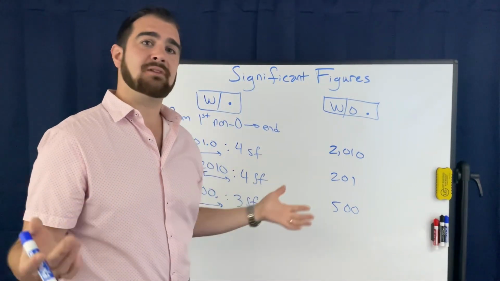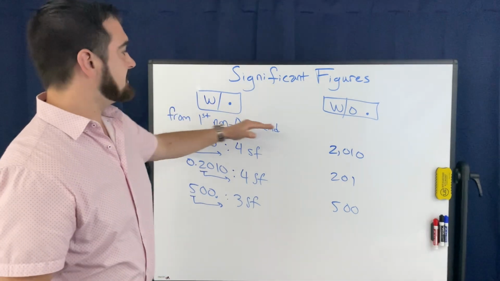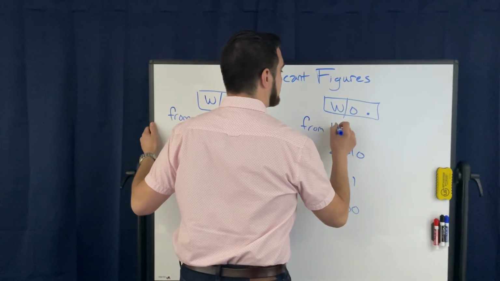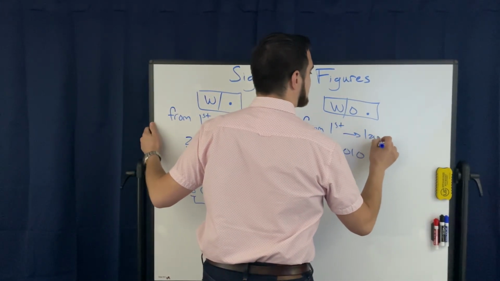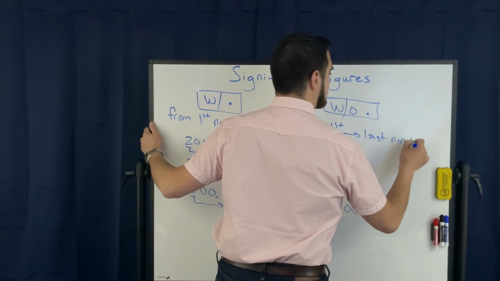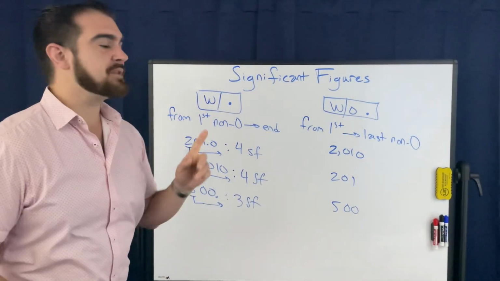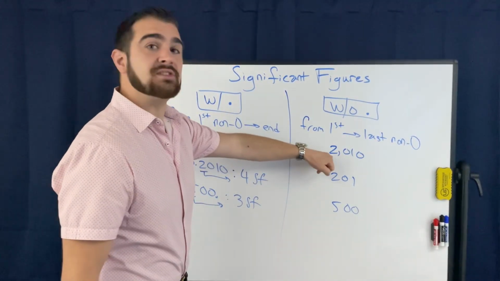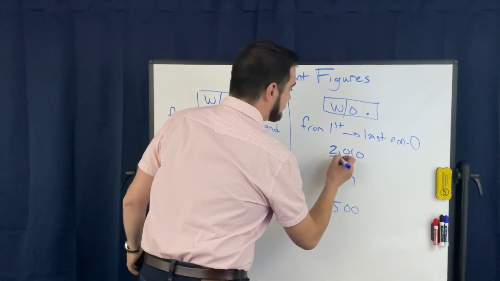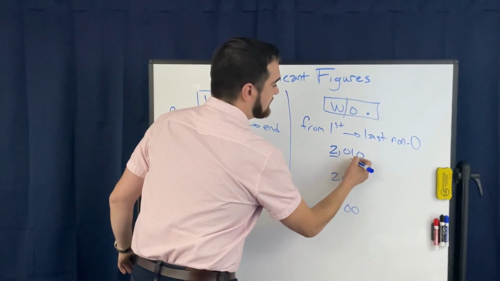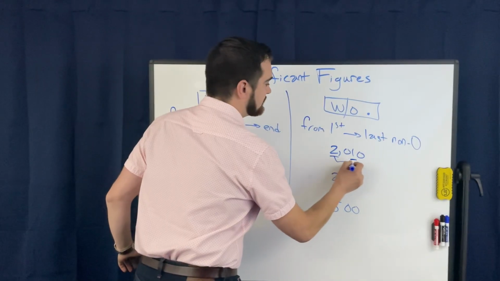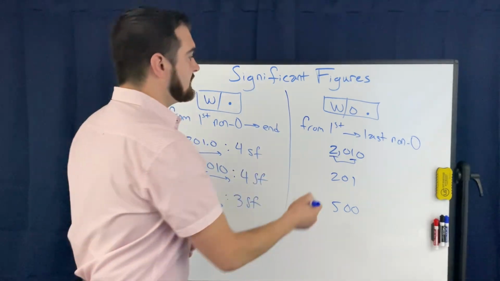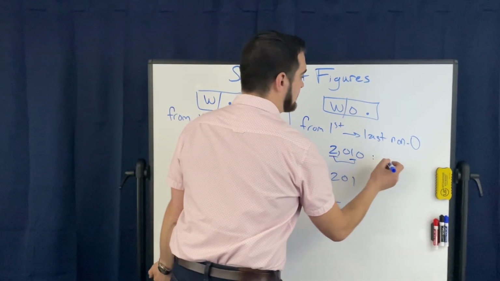And it's just as simple of a rule, but instead of going from the first non-zero to the end, we're going to go from the first to the last non-zero. Okay? So from the first to the last non-zero, let me just partition these here. That 2 is the first non-zero, so I'm going to underline it. And then I go to the last non-zero and underline it. And then I'm going to draw a little link to show that from the first to the last one, everything in there is significant. So that's 3 digits. So there are 3 significant figures.